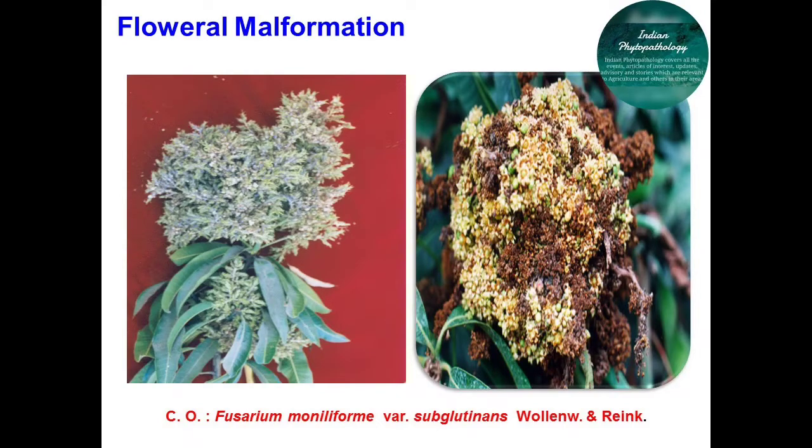Similarly, foliar spray with carbendazim 0.02% or propiconazole or any other triazole group of fungicide is found effective for managing this disease. Similarly, drenching with such a systemic fungicide around the tree basin is found effective for controlling mycelium present inside the soil. So this is all about management of mango malformation.